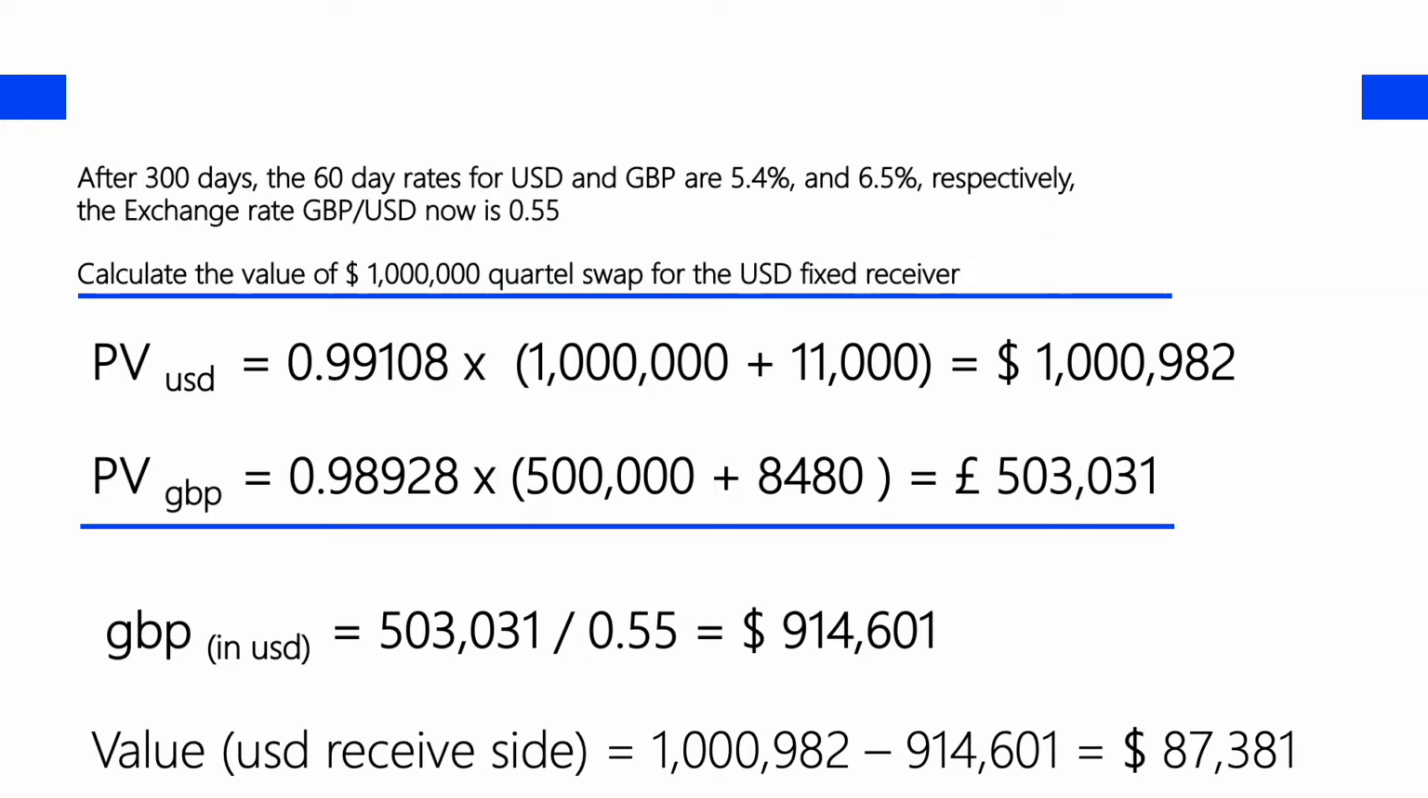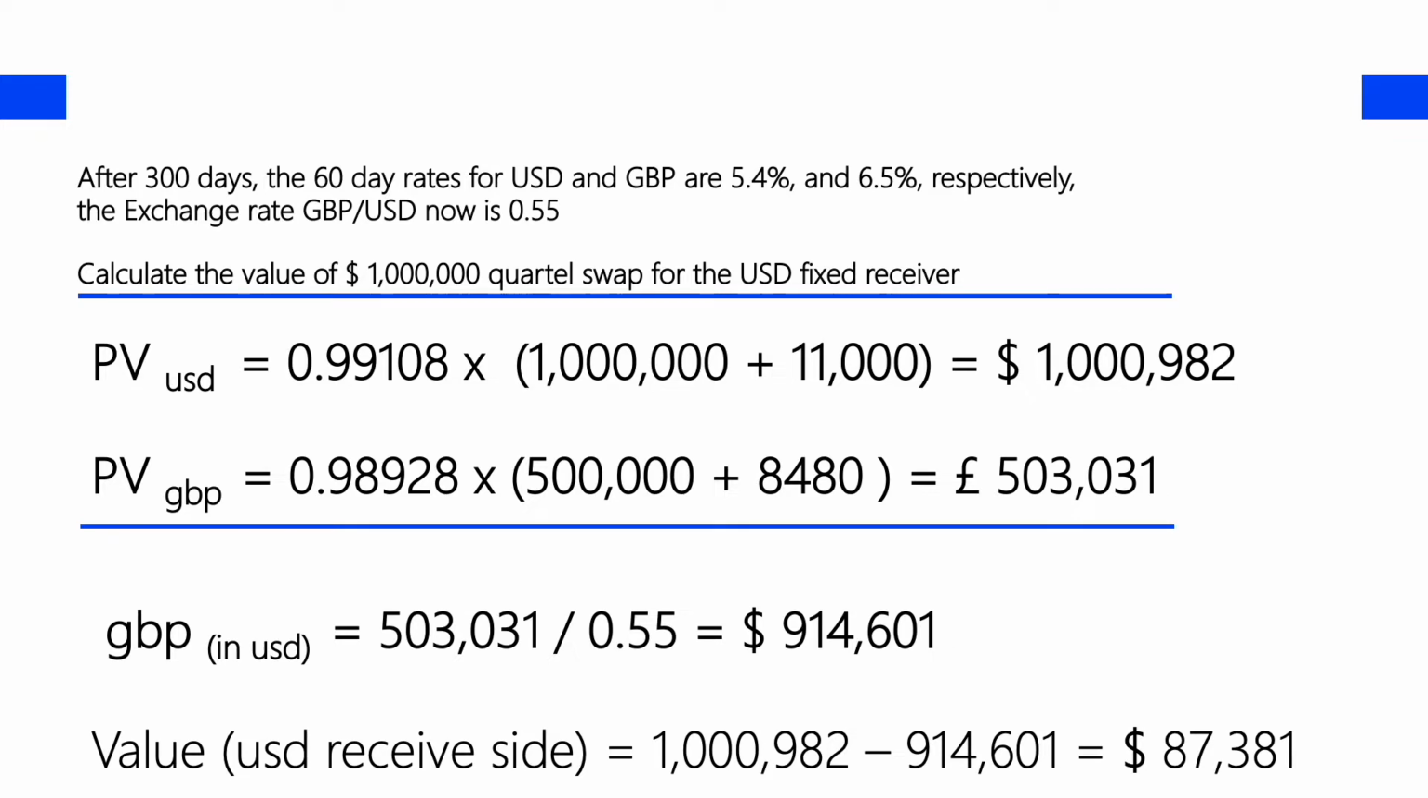We just worked out the value of the GBP side, which is 503,031 GBP. Turn that back into USD. We are going from the price currency GBP to the base currency USD and we were told the exchange rate was 0.55. Price to base, we are dividing by the exchange rate to get 914,601 US dollars. Now we have the value of the USD side and we have the value of the GBP side in US dollars. Final step. We can now net them off.